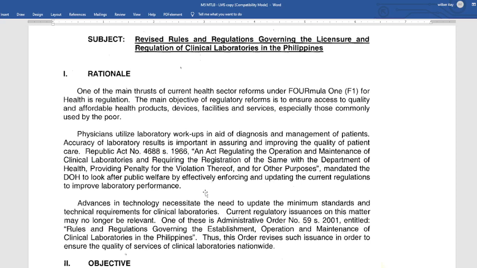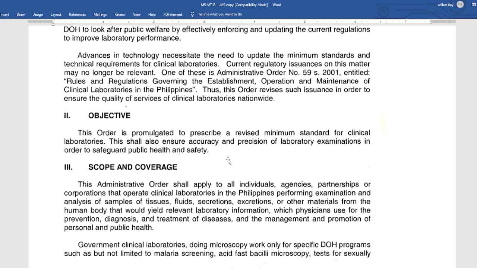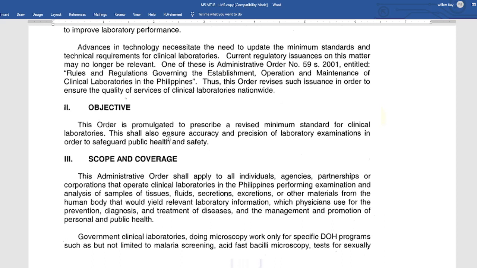So, the objective is to prescribe a revised minimum standard for the practice of clinical laboratories. Aside from that, it is to ensure accuracy and precision of laboratory examination in order to safeguard public health and safety. So this is the main importance or objective of this law: accuracy and precision of test results, so that public health and safety is protected.